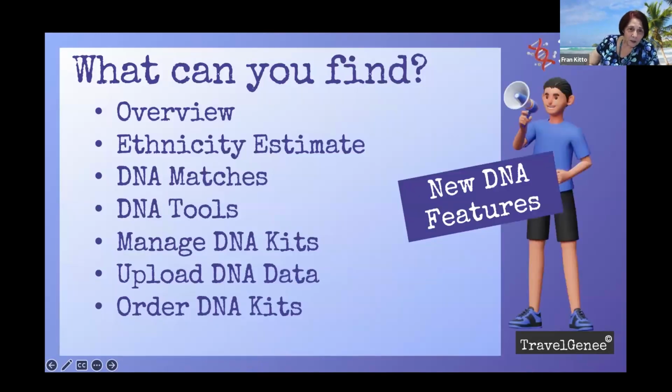So what can you find on the DNA section? There's the overview, the ethnicity, matches, tools, managing your kits, uploading the data, and ordering more kits. Now, I need to point out that while I'm speeding through this website, many sections give you step-by-step processes, and of course there's the help center and the knowledge base, and there's lots of help online, as I just mentioned.